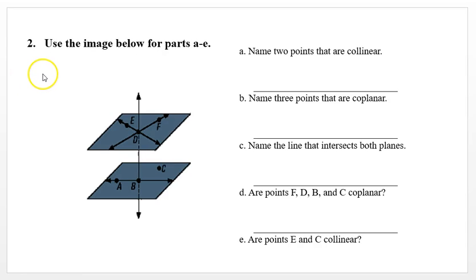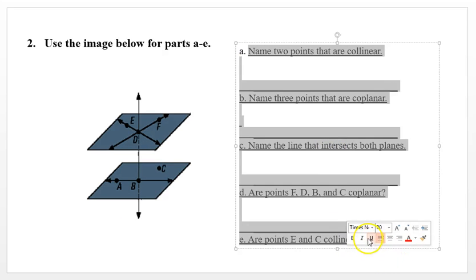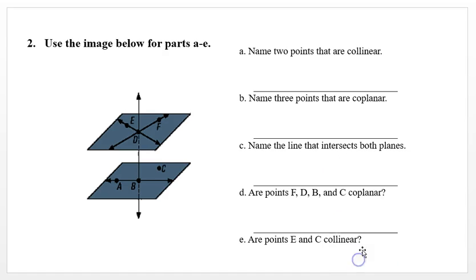All right. Number 2, you're going to use an image similar to this one to answer certain types of questions that I have for you, like I do right here. On part A, it asks us to name 2 points that are collinear. There are many answers to this one. Just find 2 points. Those points are going to be collinear.